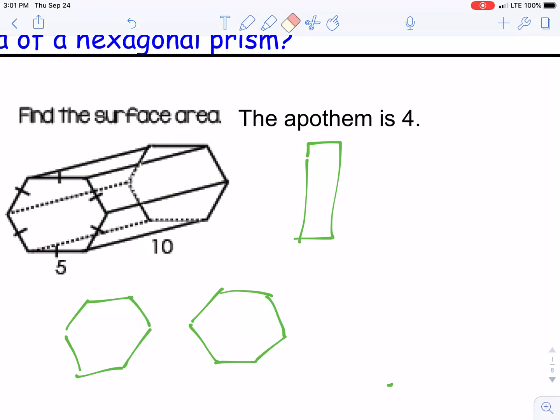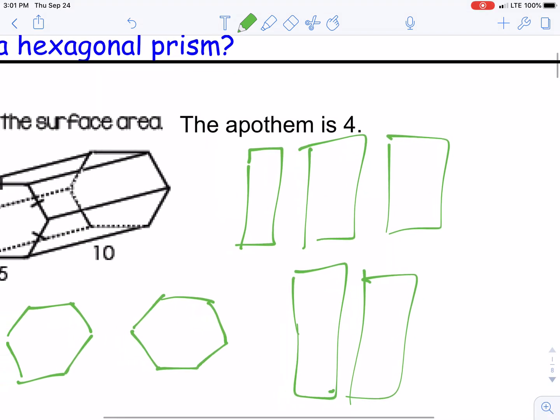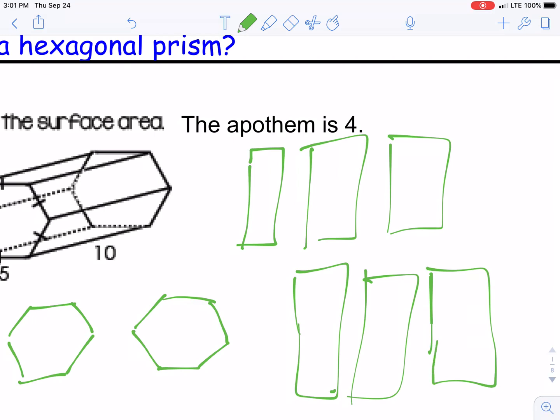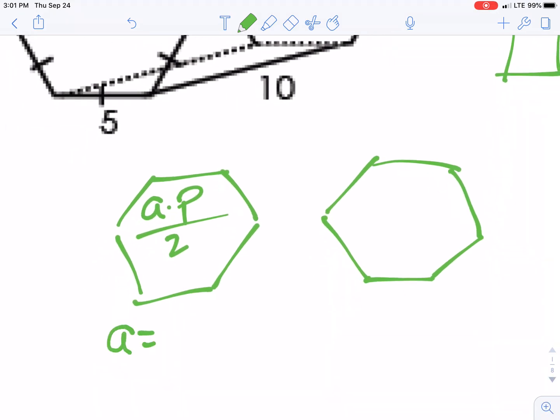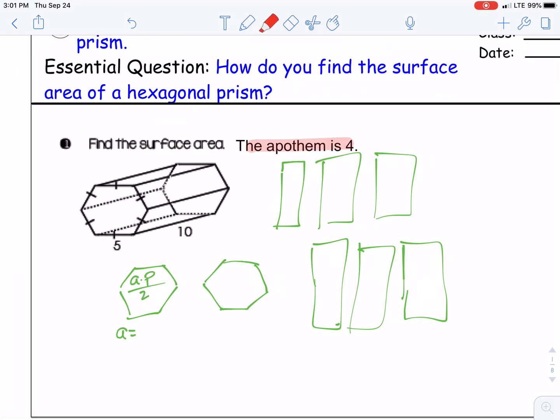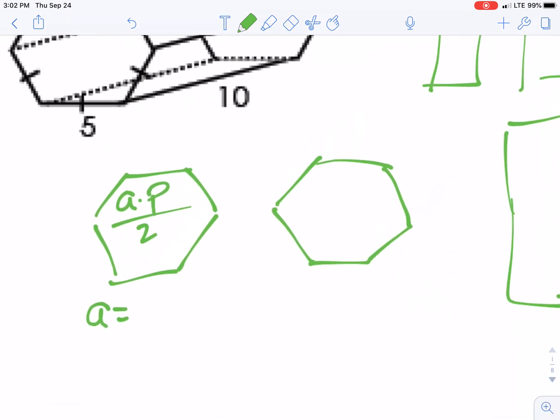The good thing is, since my base has all the same side lengths, these 6 rectangles are going to be exactly the same, even though my drawing is pretty poor and they are not the same length, okay? They're all going to be the same. So what we have to do is find the area of a regular polygon. Remember from Unit 2, the last test we just took, the formula was area equals apothem times the perimeter divided by 2. I know the apothem, since it gives us in the directions. Later on, when we get to trig and right triangle math, we'll be able to find the apothem ourselves.